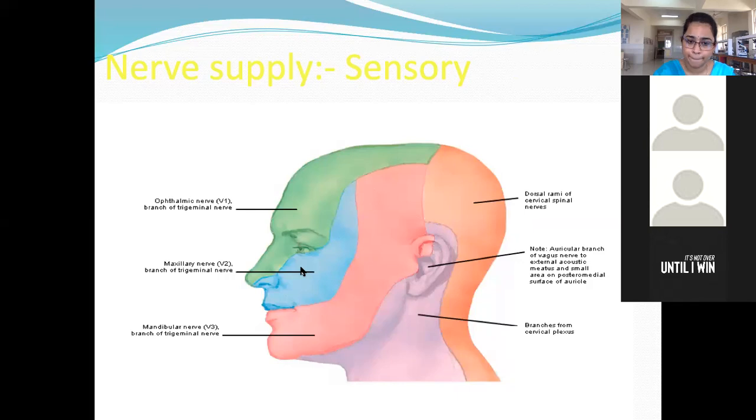And here we have which bone? We have got zygomatic bone. Okay, zygomatic bone gives off branches. Which branches? Zygomaticofacial nerve and zygomaticotemporal nerve. Okay, zygomaticofacial, which is supplying the face, zygomaticotemporal, which supplies to the zygomatic and the temporal aspect of the face.